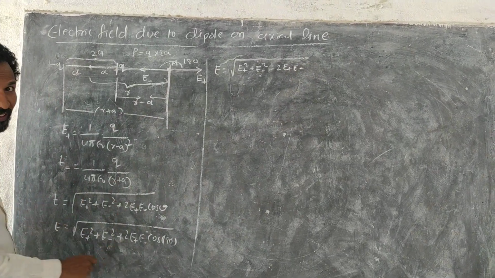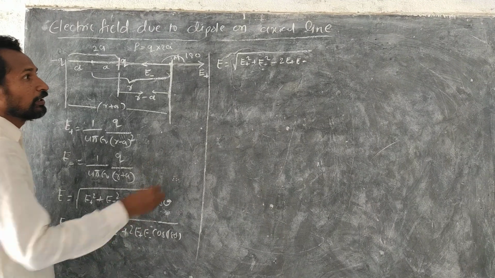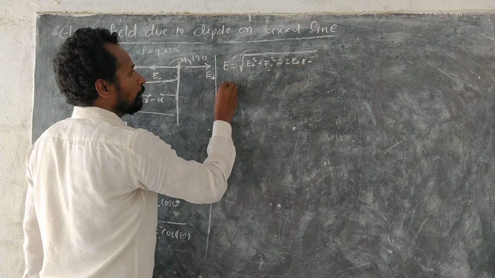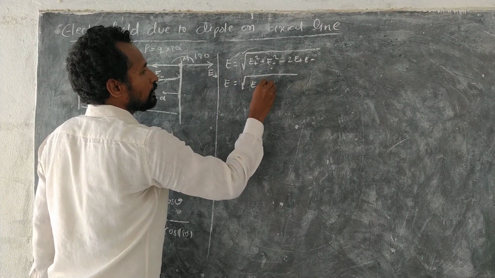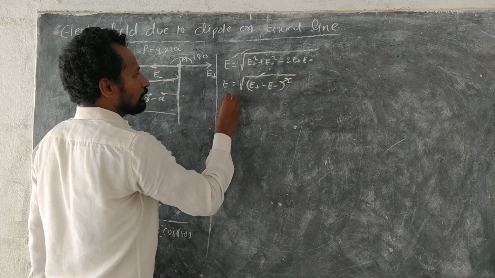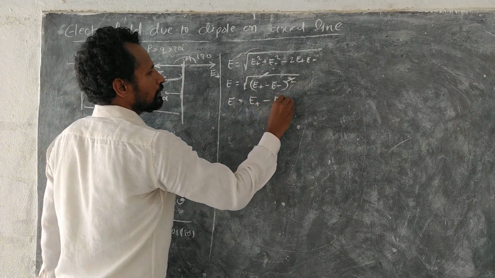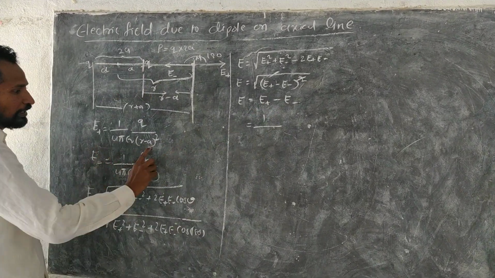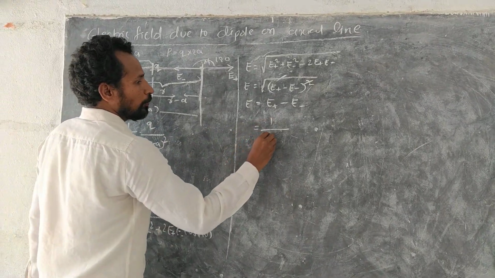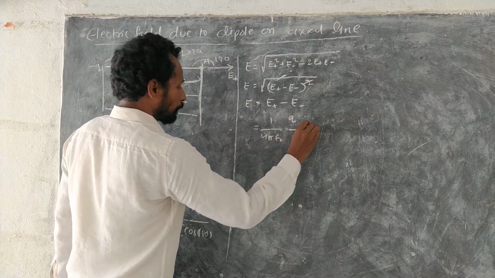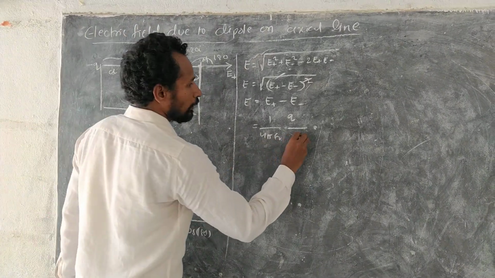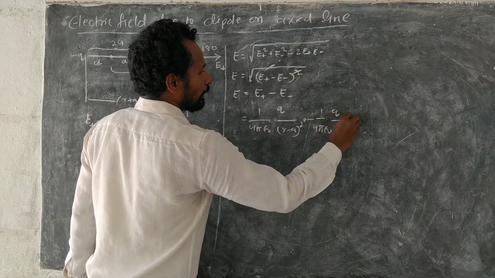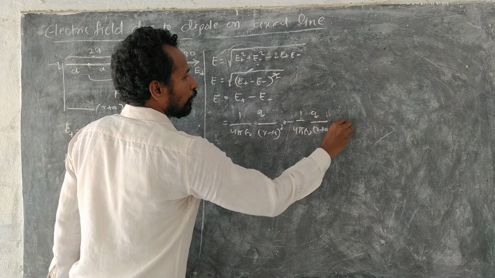This calculation no need to do in the examination; I am explaining it clearly so you understand. This is just like A square plus B square minus 2AB, right? So this will be the square root of (E plus minus E minus) whole square, the root cancels, and E is equal to E plus minus E minus. Now substitute their equations, the E plus equation and the E minus equation: 1 by 4 pi epsilon naught q by (r minus a) whole square minus 1 by 4 pi epsilon naught q by (r plus a) whole square.